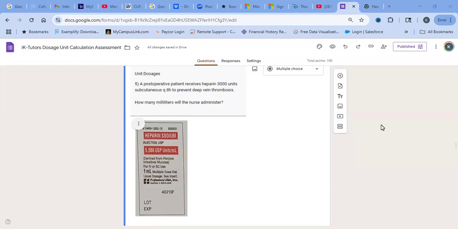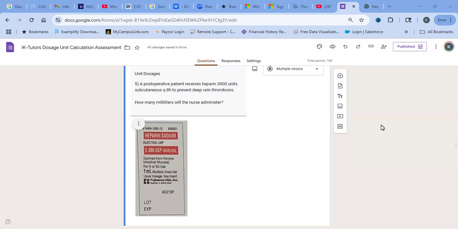So let's jump in. The question states: a postoperative patient receives heparin 3,000 units subcutaneous every, I'm sorry, 8 hours to prevent deep vein thrombosis. It also asks, how many milliliters will the nurse administer? That's the question we have to answer, and they give us a label with some information on it. So how do we solve this question?